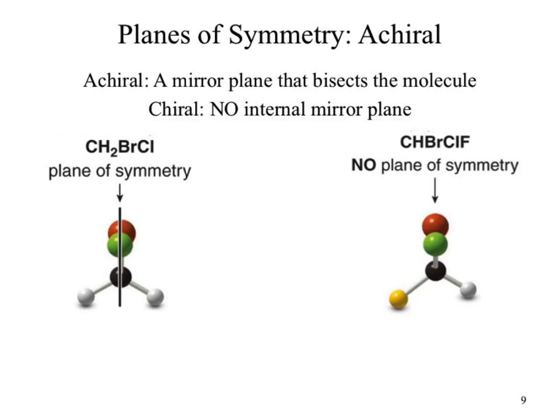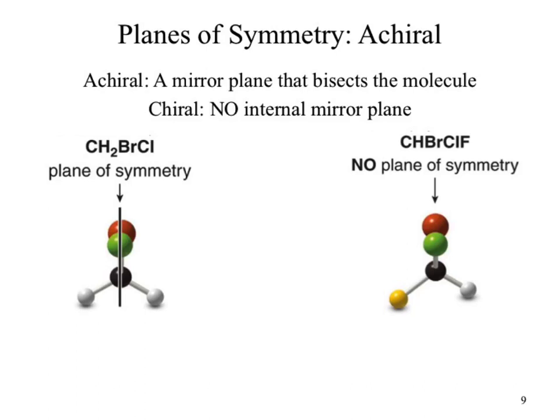Planes of symmetry. Achiral molecules will always have a plane of symmetry. That plane of symmetry can sometimes be obvious. Some people are like, oh yeah, I totally see it. And to you, I usually hate you, because I had a very hard time finding internal mirror planes. Okay? But if a molecule is achiral, there is an internal mirror plane. If we take a look at this molecule, the internal mirror plane splits the chlorine and the bromine in half. And the hydrogens reflect across. So we have an internal mirror plane.